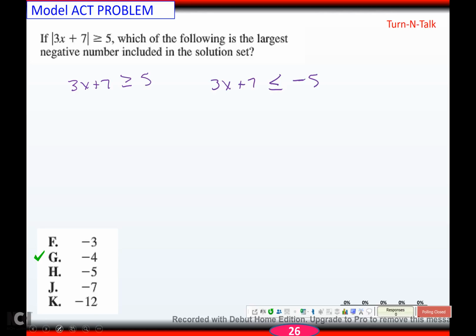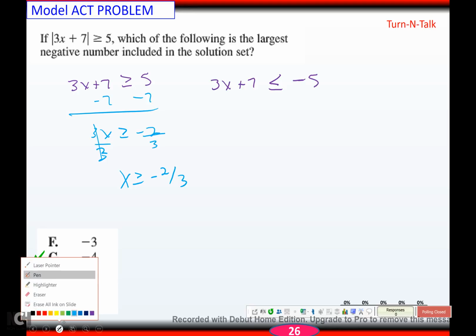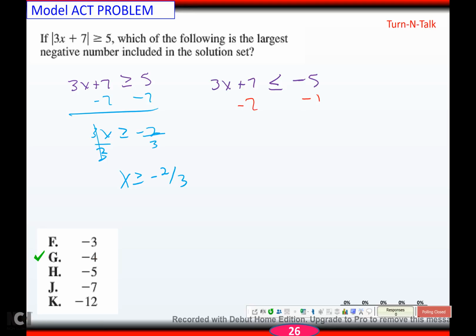Alright, so now I'm going to get x alone. So minus 7, 3x has to be greater than or equal to negative 2. Divide by 3. X has to stay greater than or equal to negative 2/3. If I solve the other one, minus 7, I get 3x less than or equal to negative 12. Divide by 3. X is less than or equal to negative 4.